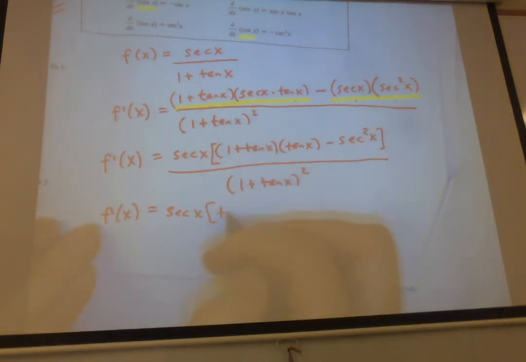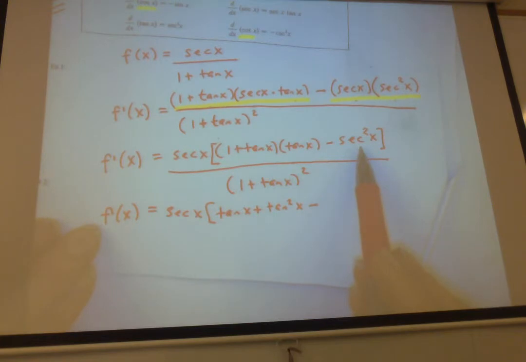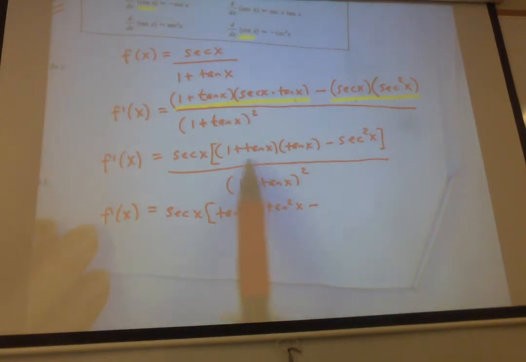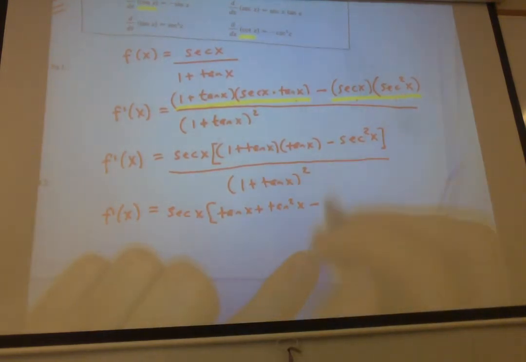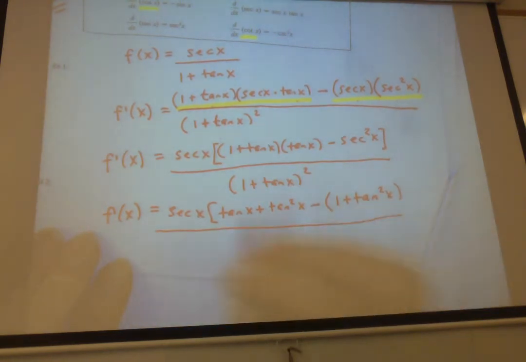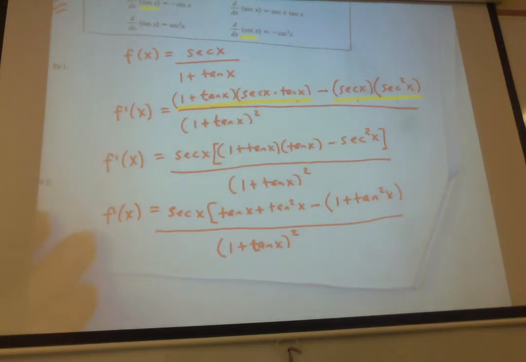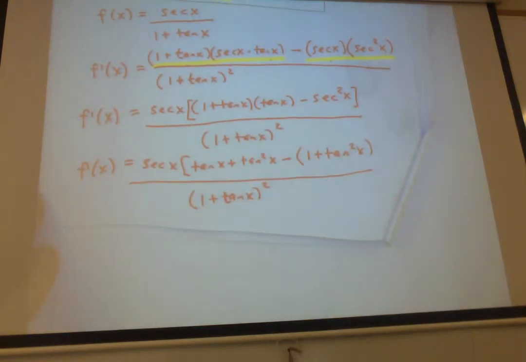I'm going to have tan x plus tan squared x minus, and then right here, instead of putting secant squared, and the reason why I'm going to an identity is because I see I got tans here, I'm going to go ahead and put that 1 plus tan squared x. And I want to put that in grouping symbols. And again, that's all over. Okay. So what could I do now?